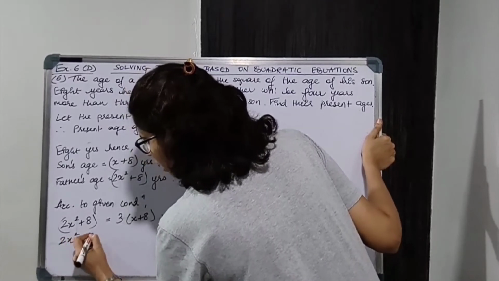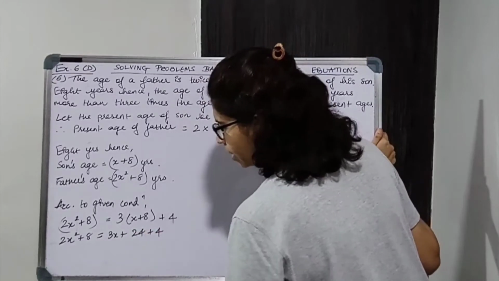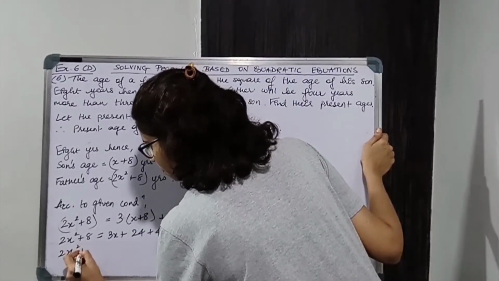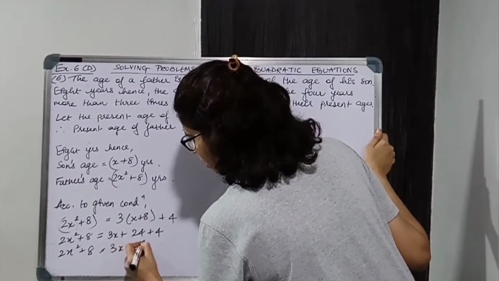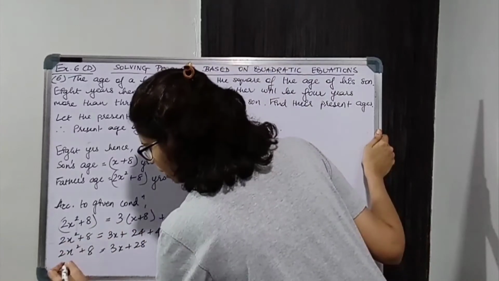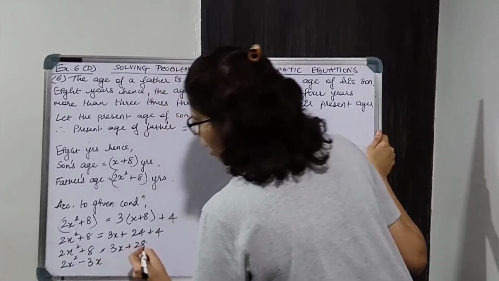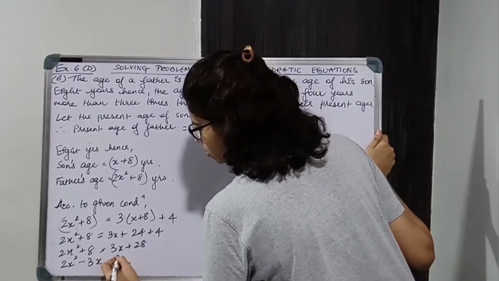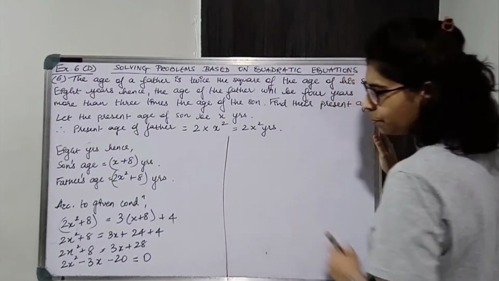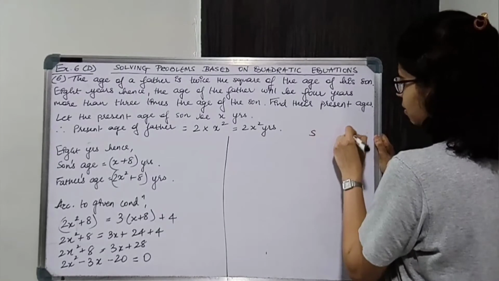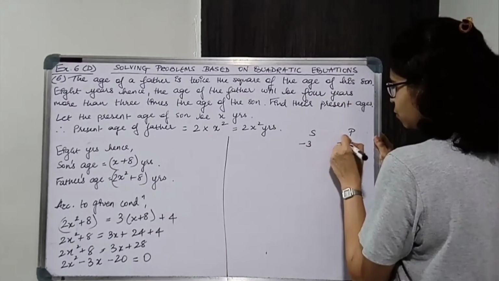So 2x square plus 8 is equal to 3x plus 3 8s are 24 plus 4. So we'll get 2x square plus 8 is equal to 3x plus 28. Shifting everything to LHS, 2x square minus 3x and 8 minus 28, that will give minus 20. Okay, so we got a quadratic equation now. Sum is minus 3. Product is 2 into minus 20, that is minus 40.